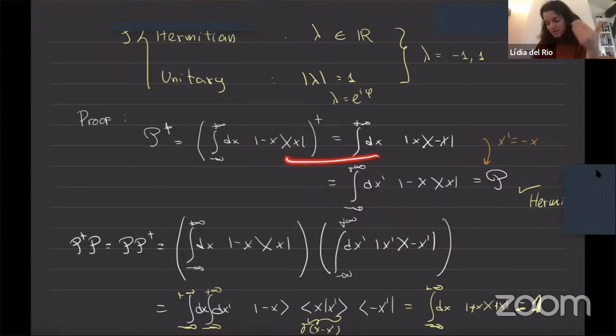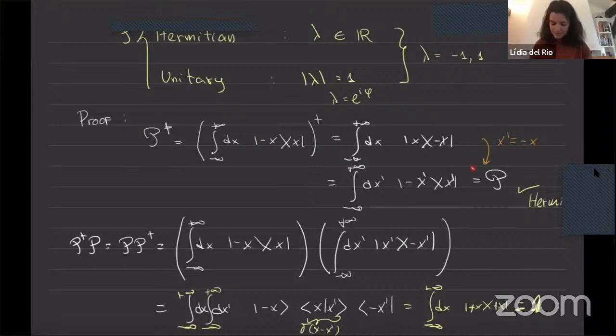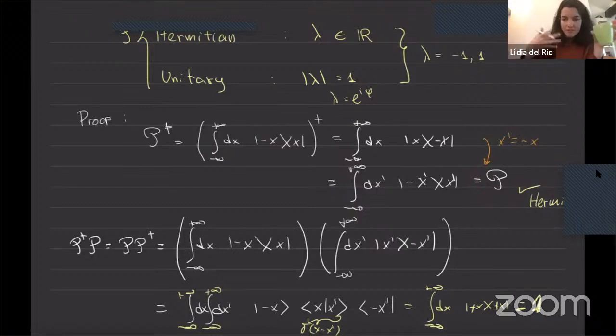And if you want to see it really explicitly, you can change variable again, right? Define x prime equals minus x. And then you get exactly the same expression as up here. Okay, so that's P again. P equals P dagger, so that's the definition of being Hermitian.